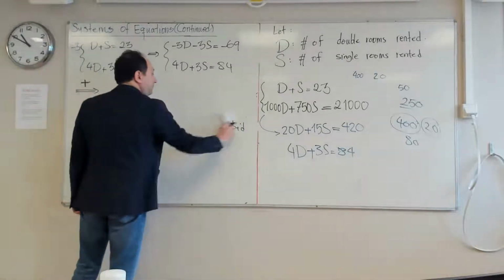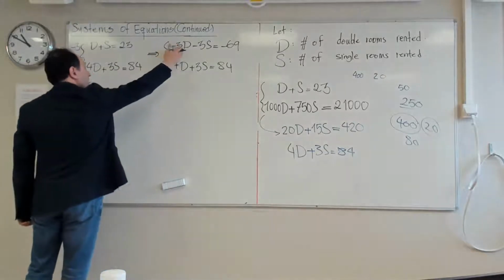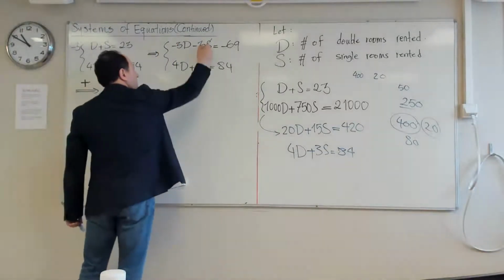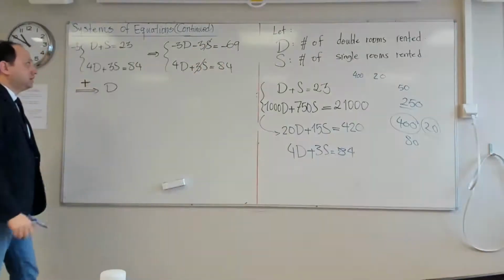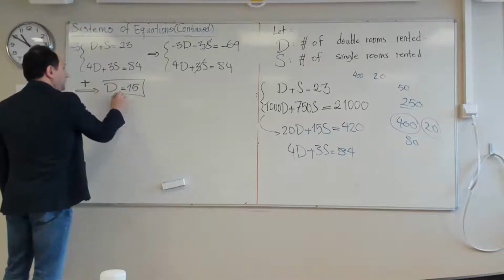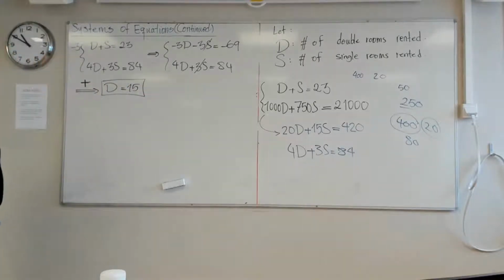So what happens here now? I add -3d to 4d, very simple. Now it becomes d, and the 3s are gone, so I need to add these two. That is 15. So the number of double rooms rented is 15 rooms.